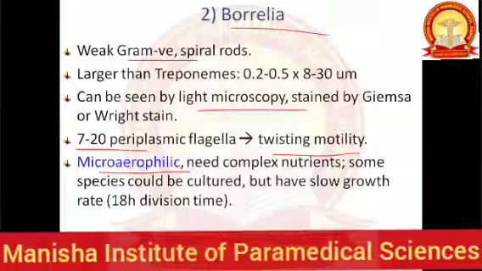Some species can be cultured but have a slow growth rate, as you can see, an 18-hour division time. In the case of Treponema, there are 30 hours of division or replication time. So they are very slow growing bacteria in normal in vitro situations, because we cannot culture them. We don't know what kind of nutrients they need, because they are very demanding of complex nutrients.